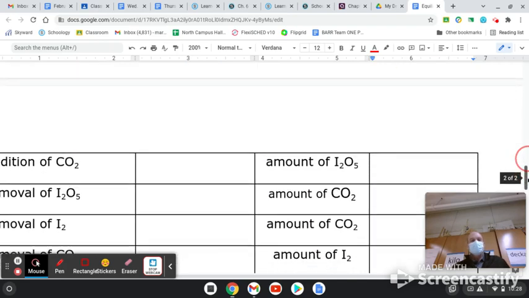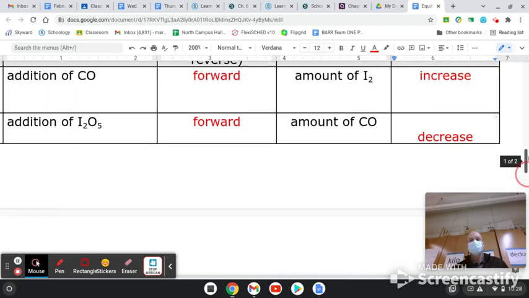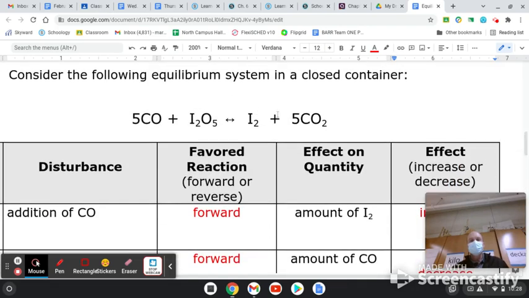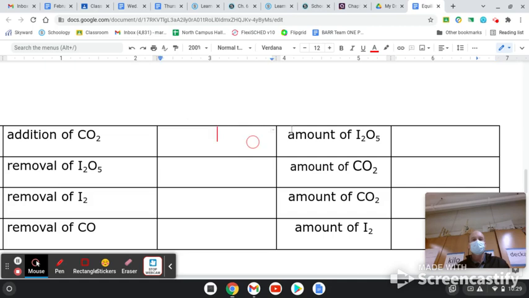All right, let's look at this next one. Let's say I add CO2. Well, if I add CO2, it is over here on the right side. So if I add anything on the right, it's going to try to relieve that change and use it up. So it'll favor the reverse reaction here.